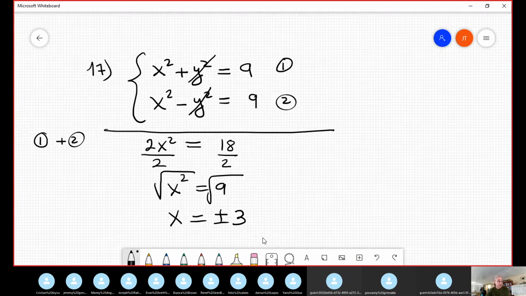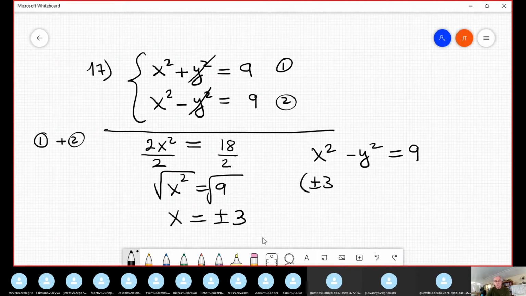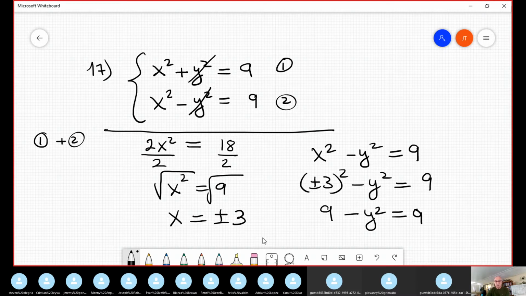To find the y value, I use either equation. I select the second, no specific reason. I copy and plug in plus or minus 3. I can plug it in both simultaneously because the square becomes positive, it's the same answer. And this is 9, regardless if it's positive or negative.